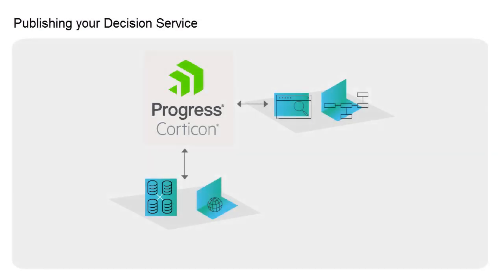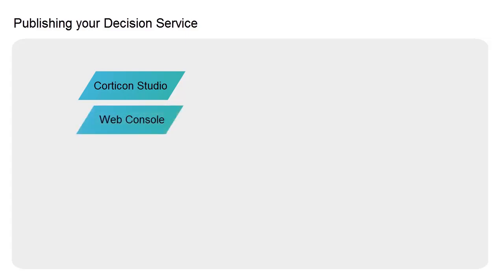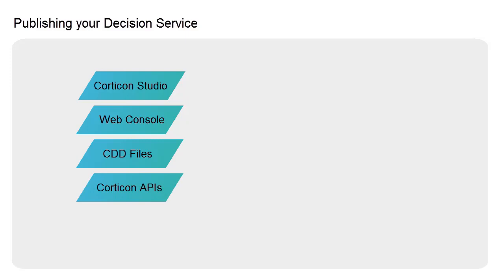Corticon gives you a number of options for deploying a decision service. You can deploy a decision service in process and call it directly from a Java or .NET application. You can also deploy a decision service as a web service using a Java-supported or a .NET application server. In addition, Corticon gives you a number of options for publishing your decision service to a Corticon server. You can publish using Corticon Studio, using the web console, using CDD files, or using Corticon APIs.